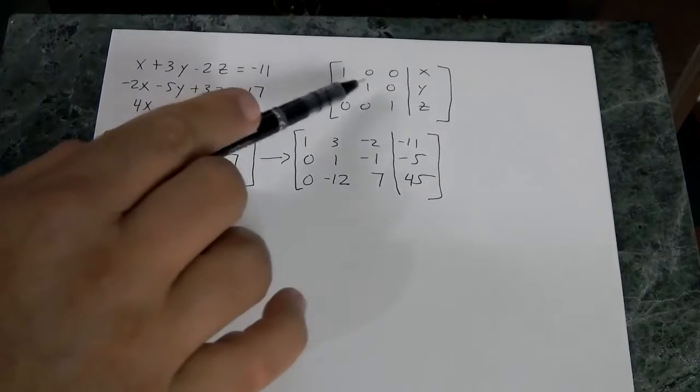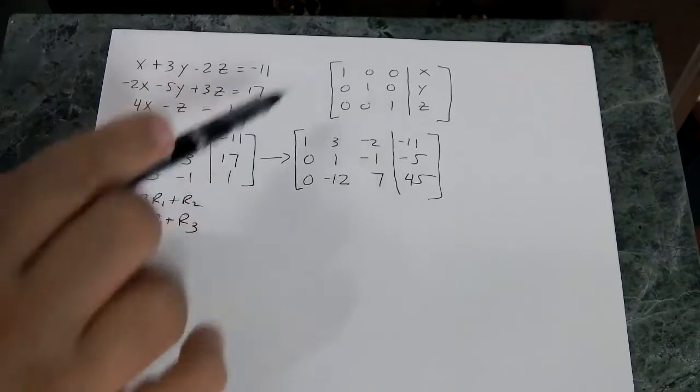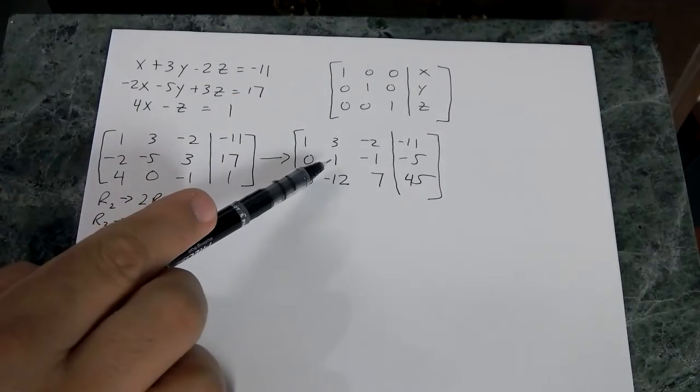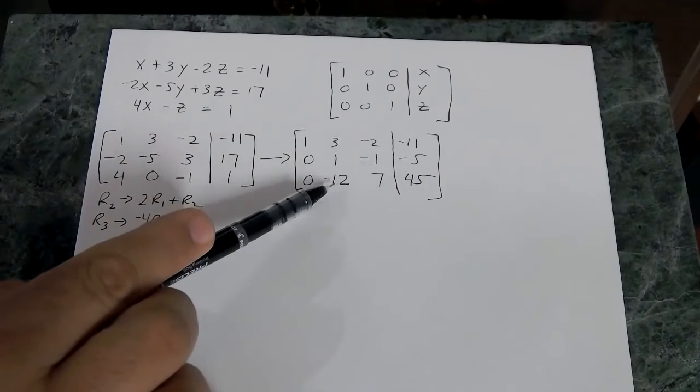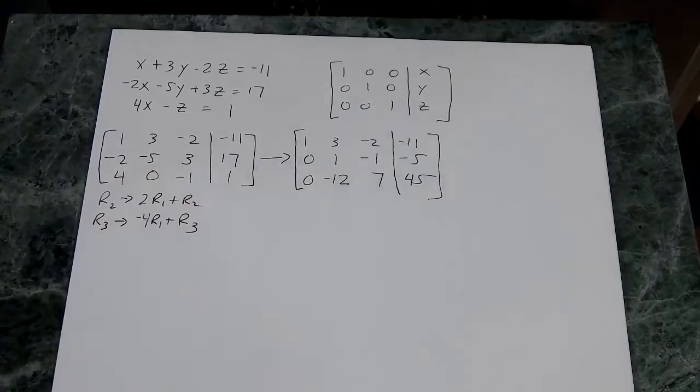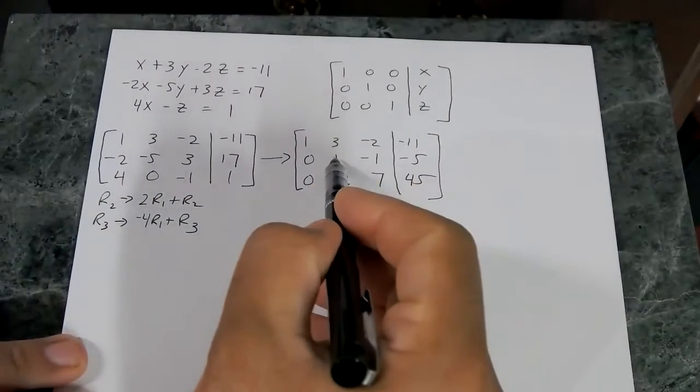Next, we want the second row, second column to be 1. Oh, look, it is 1, so I don't have to do anything to make it into a 1. So now I have to make this 3 turn into a 0, and this negative 12 turn into a 0. And we're going to use this 1 right here to do it.